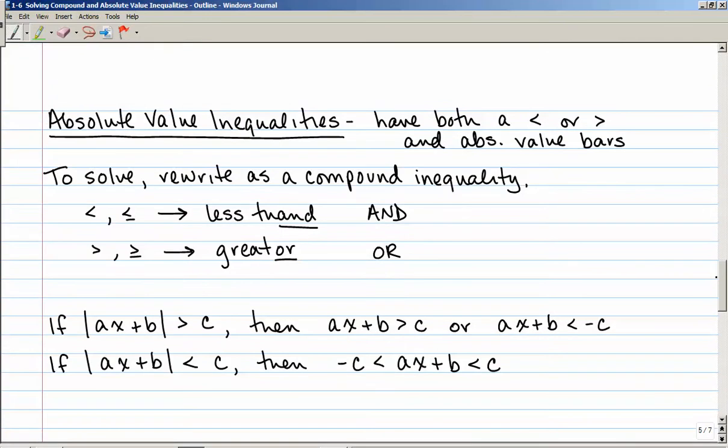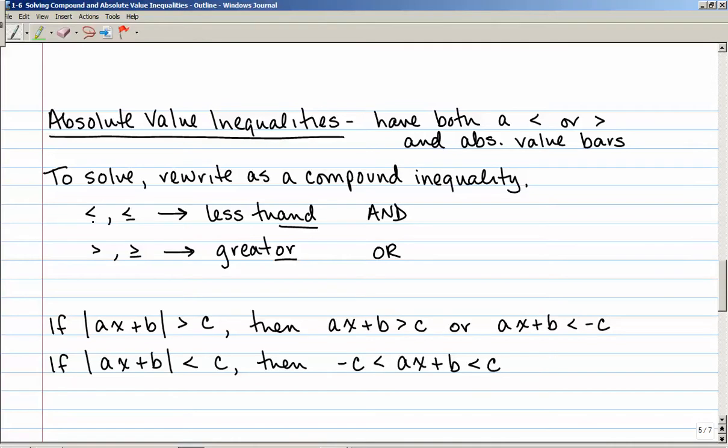Now, combining absolute value and inequalities, we have absolute value inequalities. They have both an inequality sign, a less than or a greater than, or it could be a less than or equal to, or a greater than or equal to, and absolute value bars. So in order to solve an absolute value inequality, we need to turn it into a compound inequality. And here's a real cute way to remember which you turn it into.